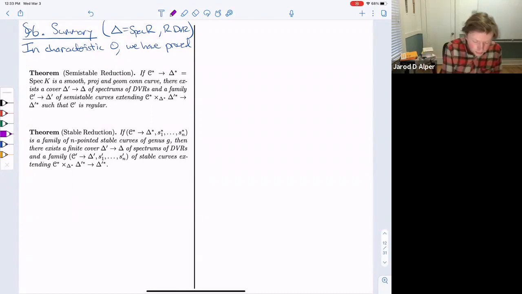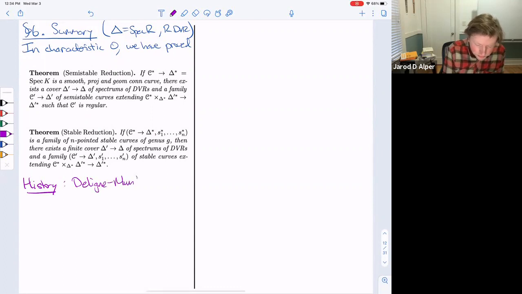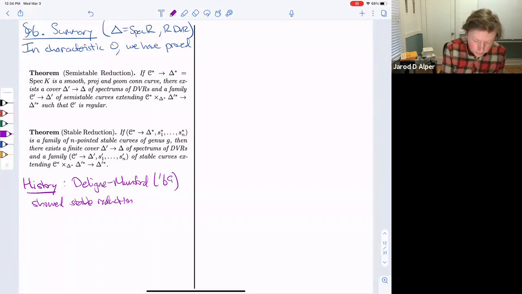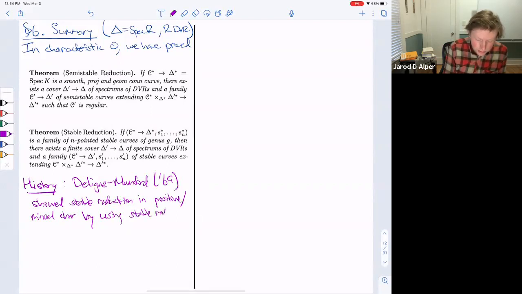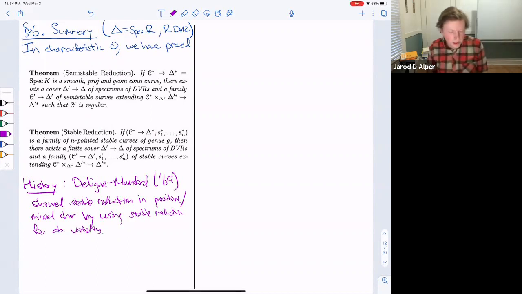Some history here. In the original seminal paper by Deligne and Mumford, they didn't consider the pointed case, but they proved this. They showed stable reduction. In general, maybe I should highlight that our proof is characteristic 0, in positive or mixed characteristic, but relying on stable reduction for abelian varieties. In other words, by associating to a curve its Jacobian, they showed that stable reduction for curves is the same as stable reduction for abelian varieties, and this was already known at that time.